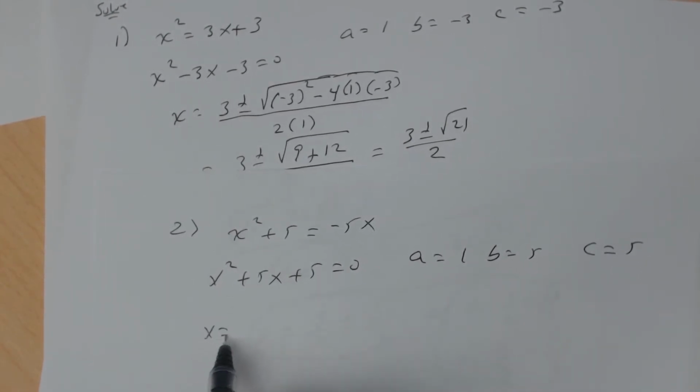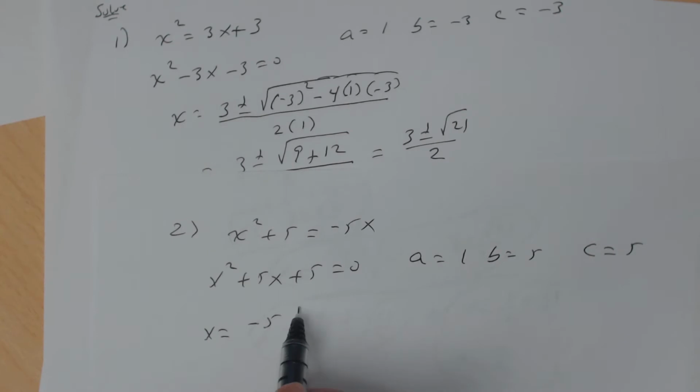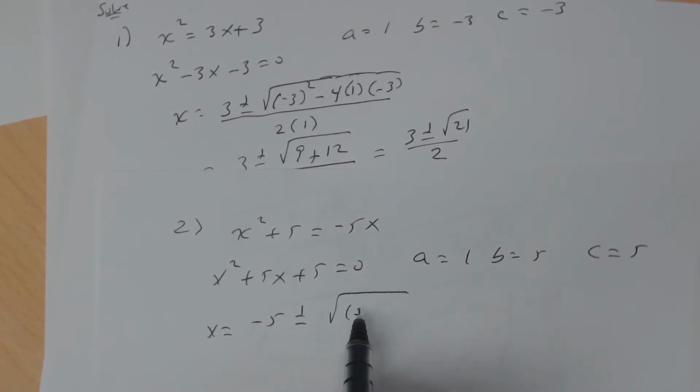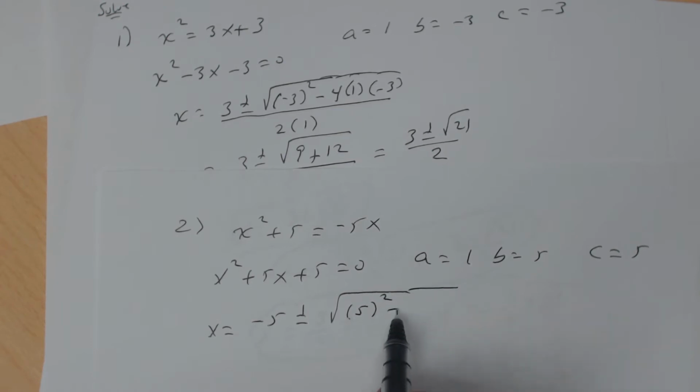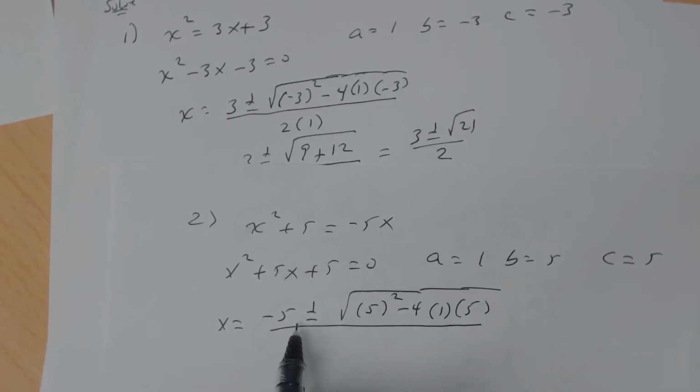We're going to get x equals the opposite of b. So b is 5. The opposite of 5 is a negative 5. Plus or minus the square root of b, put it in parentheses, which is 5, and I'm squaring it, minus 4 times a, which is 1, times c, which is 5, all over 2 times a, so that's 2 times 1.